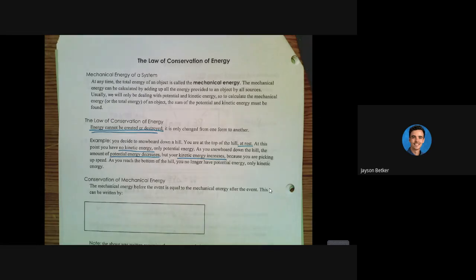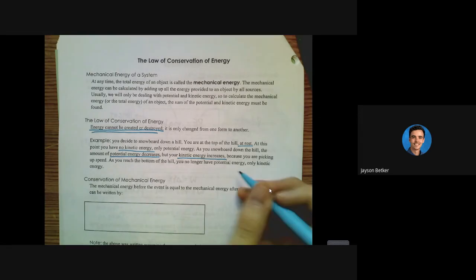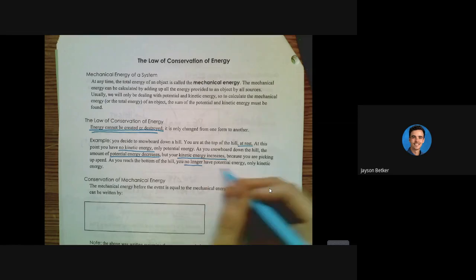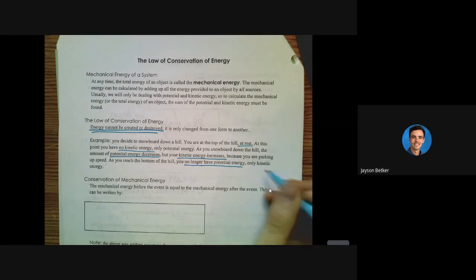Once you reach the bottom of the hill, you're going to have no more potential energy. There's going to be no more slope for you to continue to go down. And your height, relative height, comparatively to the hill, is going to be zero. So therefore, all of your potential energy is going to be gone, and you'll only have kinetic energy left. So what we basically had there was a successful transfer of energy from potential to kinetic.